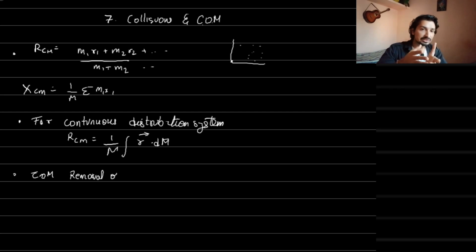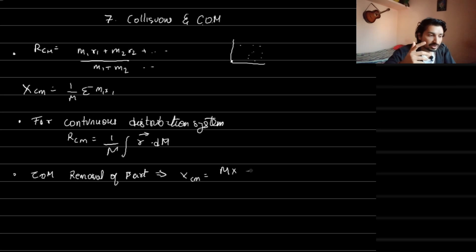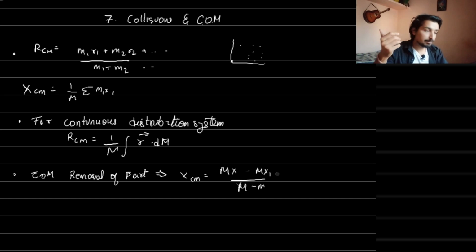And for a continuous mass system, you integrate all the small mass components: the integral of r dm, the position multiplied by 1 by M. And then you have the center of mass of a removed part, which I told you already. For a removed part it will be (Mx minus m x1) divided by (capital M minus small m).